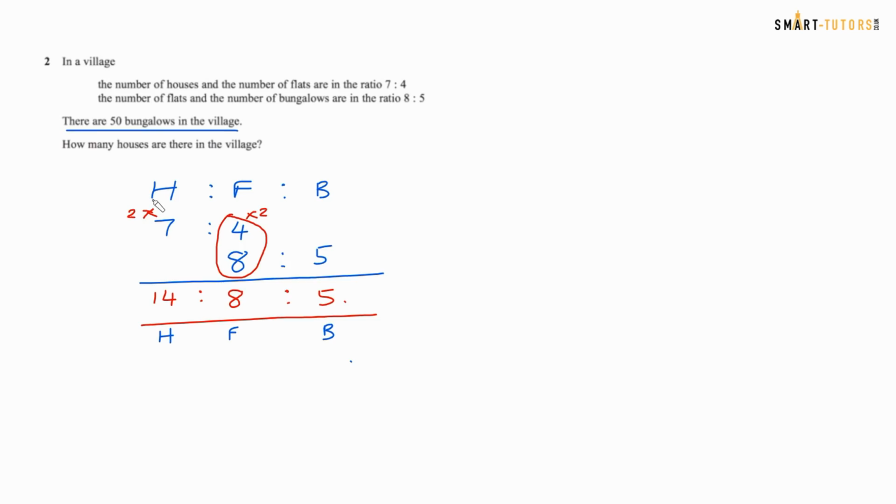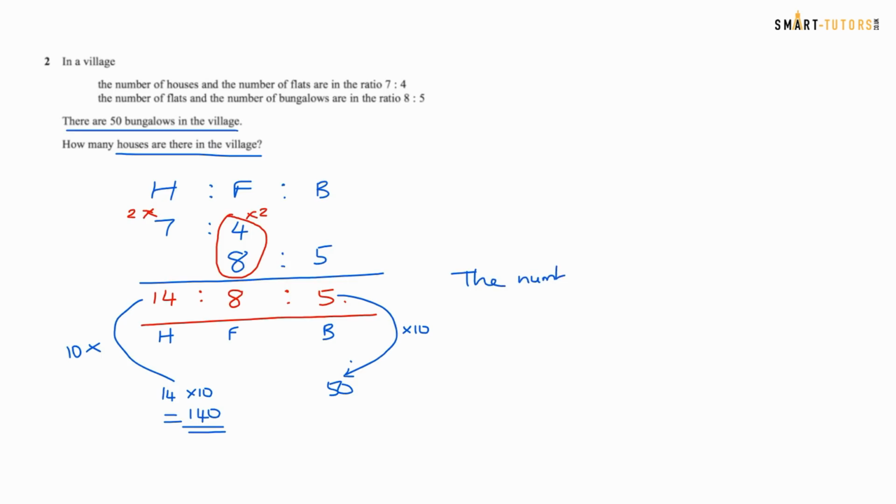Now the information given is 50 bungalows, so 5 to 50 bungalows is times 10. If you times by 10 you get 50. They're asking how many houses are in the village, so you need to times the 14 by 10. So 14 times 10 is 140. So the number of houses is 140. So that is our final answer.